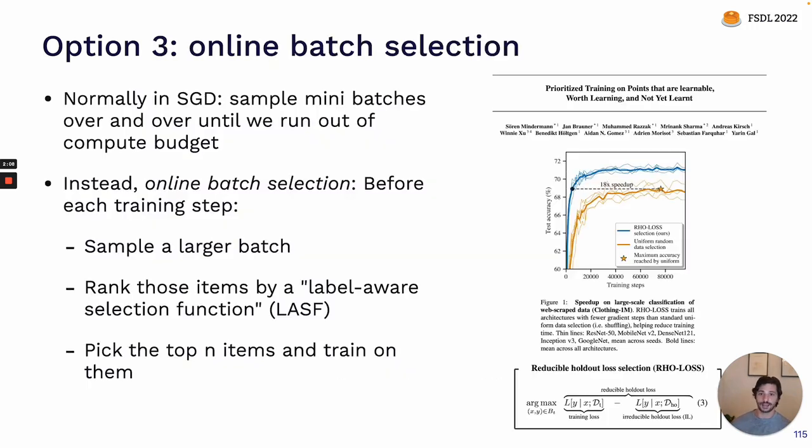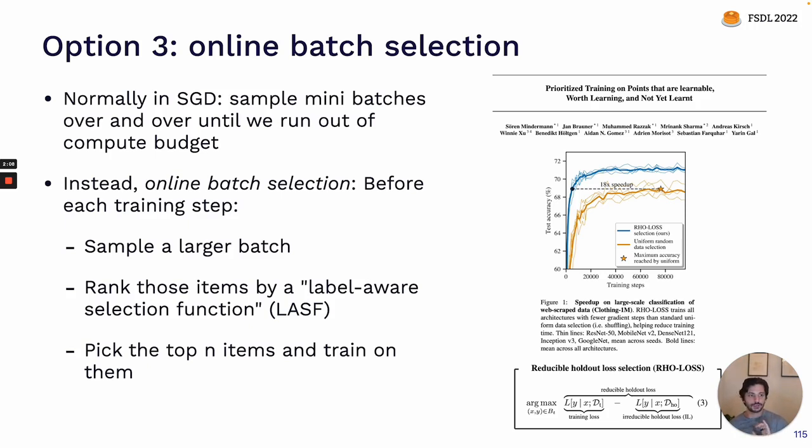If you're working in a setting where you need to sample data, you can't train on all of your data, but there isn't any reason to believe that recent data is much better than older data, then you can sample data from your reservoir using a variety of techniques, the most promising of which is called online batch selection. Normally, if we were doing stochastic gradient descent, then what we do is we would sample mini batches on every single training iteration until we run out of data or until we run out of compute budget. In online batch selection, instead what we do is before each training step, we sample a larger batch, like much larger than the mini batch that we ultimately want to train on.